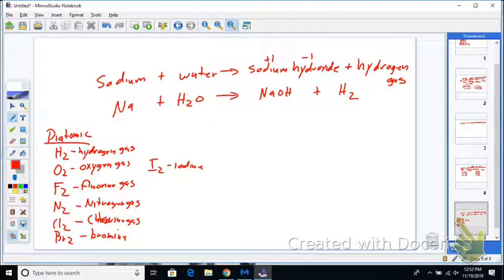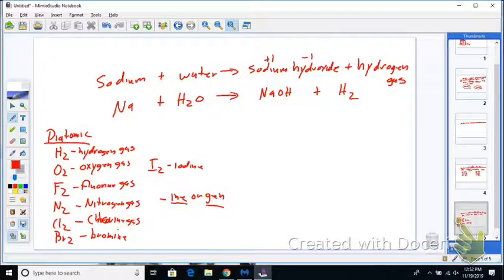Okay. So anytime it says hydrogen gas, you write H2, or oxygen gas. How do you remember those? The element ends in INE or GEN. So like hydrogen, oxygen, nitrogen, you have to use diatomic. Fluorine, chlorine, bromine, iodine, they're diatomic.